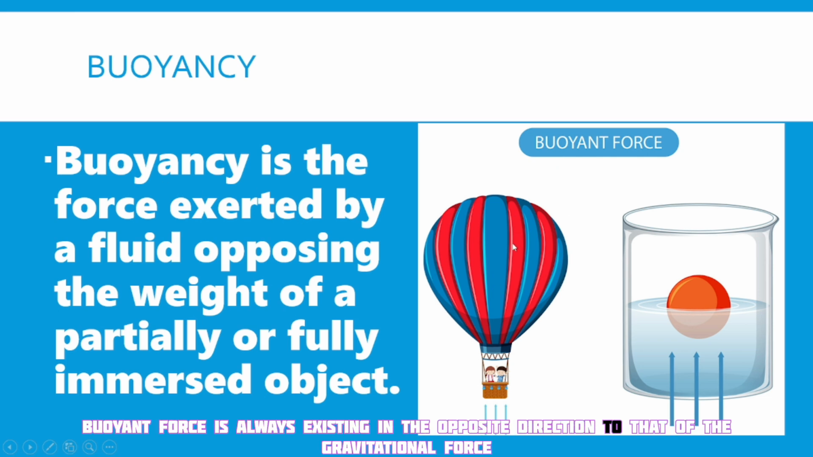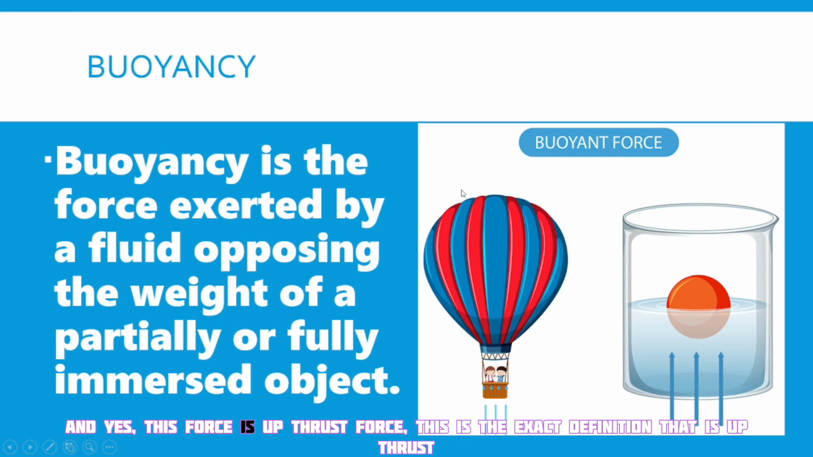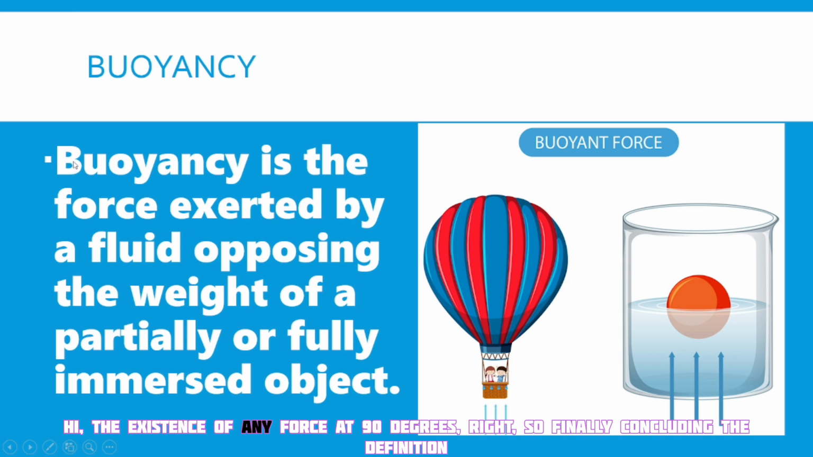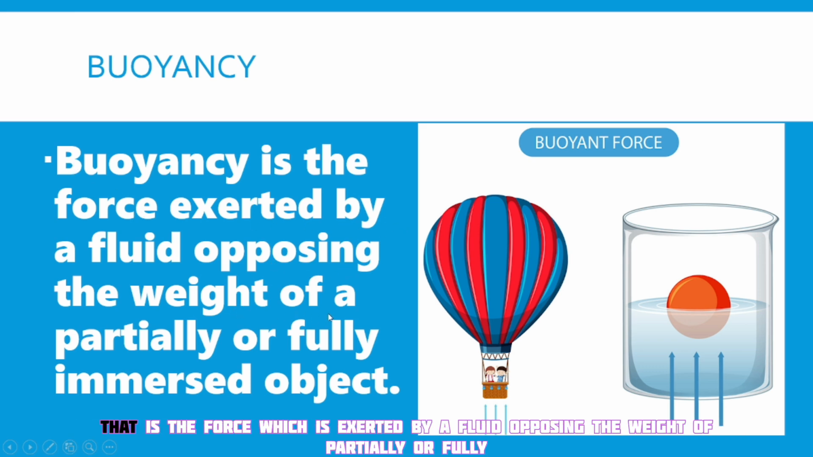And yes, this force is the upthrust force. This is the exact definition. That is upthrust force. What is the meaning of up? Up का मतलब होता है upward side. Thrust का मतलब होता है 90 डिग्री पे कोई भी force का existence होना. Right? So finally concluding the definition, it is the force which is exerted by a fluid opposing the weight of a partially or fully immersed object.